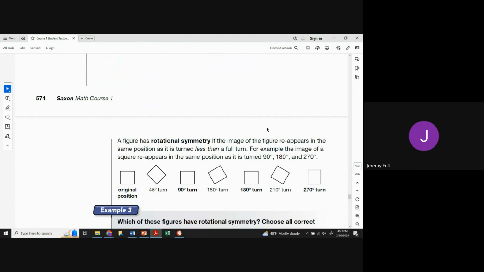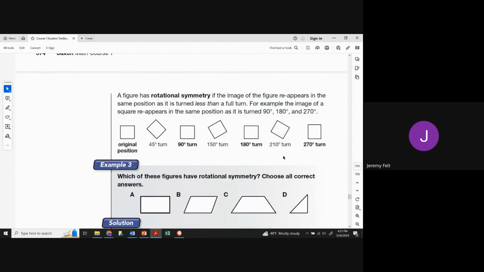We also have another thing known as rotational symmetry. A figure has rotational symmetry if the image of the figure reappears in the same position as it is turned less than 1 full turn. Obviously, if you go 360 degrees, it's going to end up back where it started. That doesn't count. Easiest ones to think of are quarter, half, 3/4 turn, or 90-degree, 180, or 270 degrees. So if we look at this, which one has rotational symmetry?